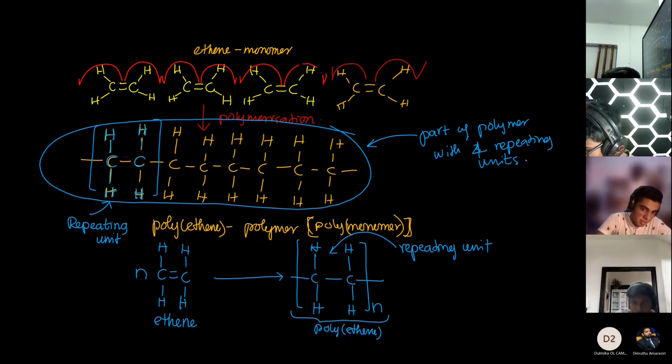Each monomer has 2 carbon atoms. When you have 4 monomers attached, you have 8 carbon atoms.